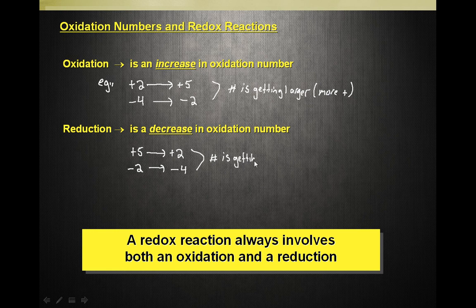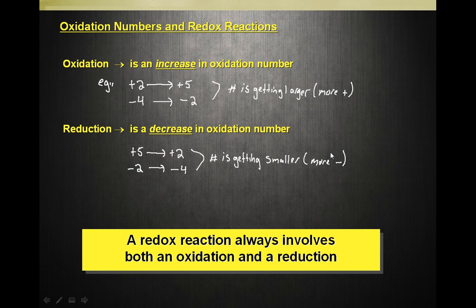It's becoming more negative. So more negative. What doesn't matter here is whether it's a plus or minus, but when you go from reactant to product side, is the number getting bigger or smaller? Now, one thing when you're doing this, it's this.